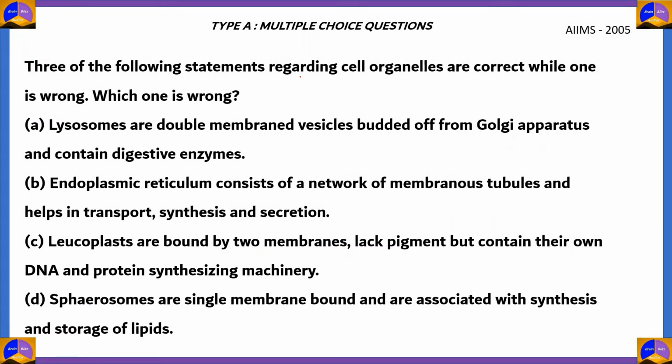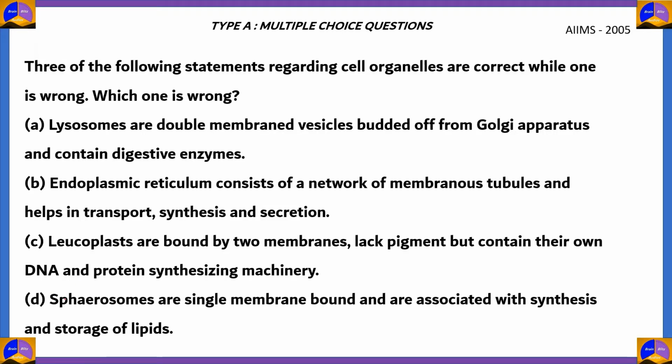Three of the following statements regarding cell organelles are correct, while one is wrong. Which one is wrong? A. Lysosomes are double membrane vesicles budded off from Golgi apparatus and contain digestive enzymes. B. Endoplasmic reticulum consists of a network of membranous tubules and helps in transport, synthesis, and secretion. C. Leucoplasts are bound by 2 membranes, lack pigment, but contain their own DNA and protein synthesizing machinery. D. Spherosomes are single membrane bound and are associated with synthesis and storage of lipids.